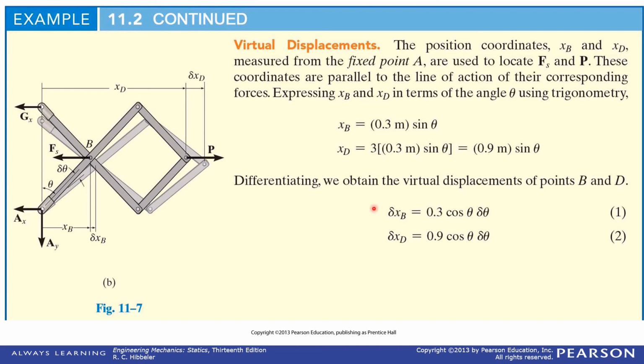Differentiating, we get delta x sub b. Let's go with the delta x sub d, that's the one we care about. Force times displacement, 0.9 cosine theta d theta. The force of the spring will depend on delta x sub b, 0.3 cosine theta d theta. So let's go to the next slide.